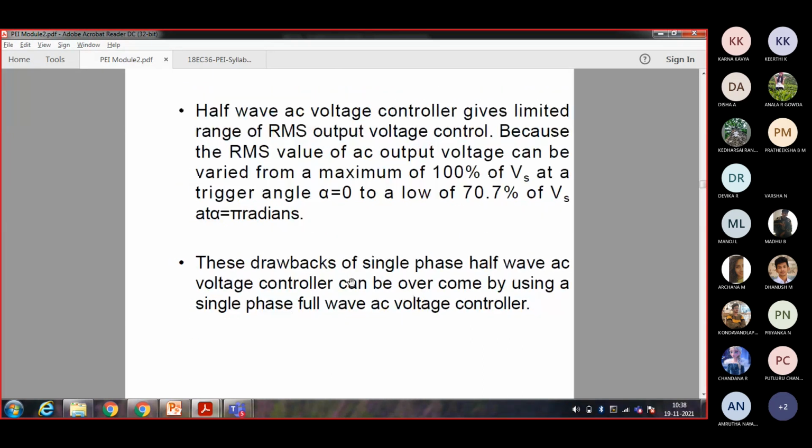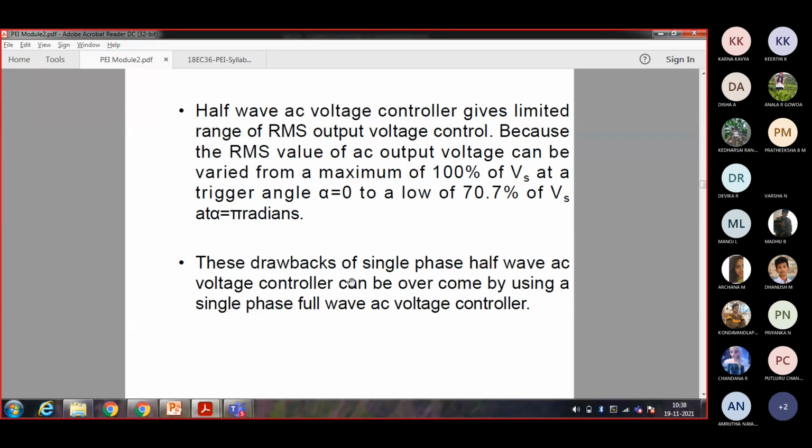Half-wave AC voltage control gives a limited range of RMS output voltage control. That is one of the major disadvantages; we don't have a fully controlled RMS voltage. The RMS value of the AC output voltage can be varied from a maximum of 100% of Vs at a triggering angle alpha equal to 0, to a low of 70.7%. So we can vary the RMS value of the AC output from 100% to 70.7%.